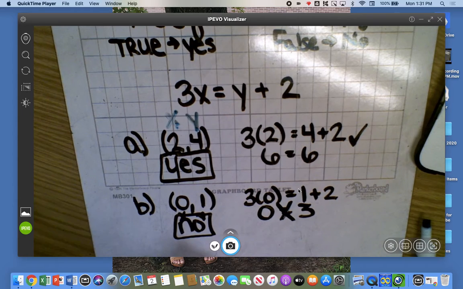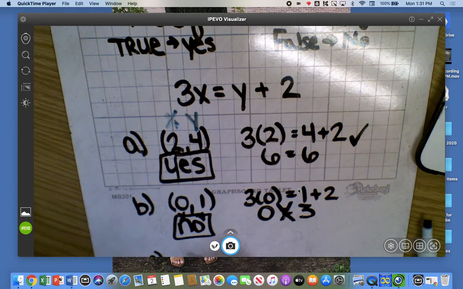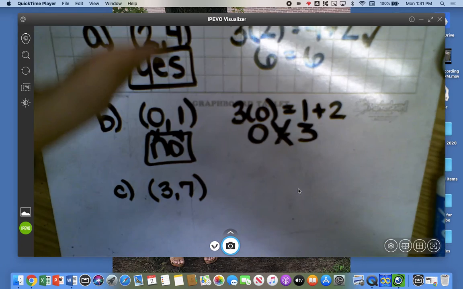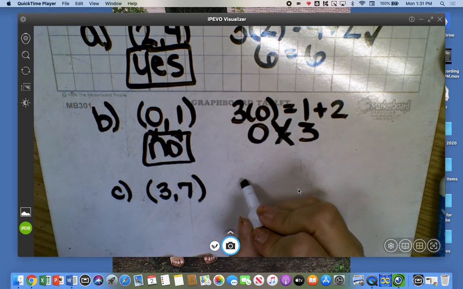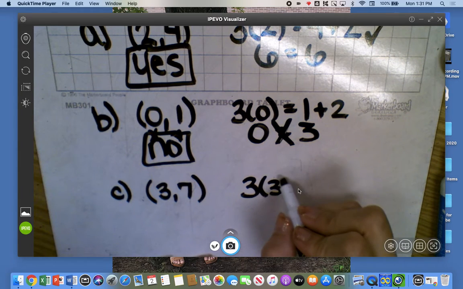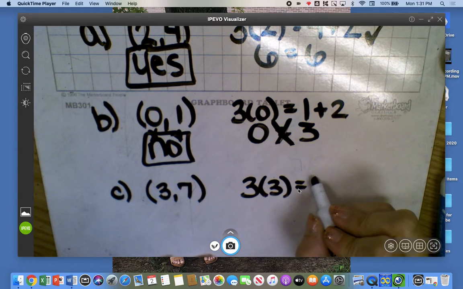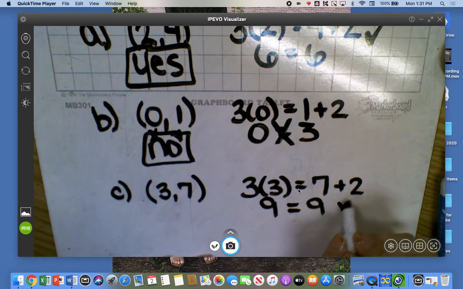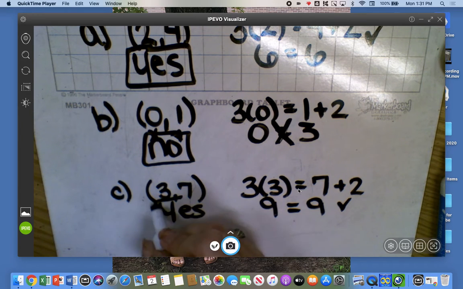Now, more than one ordered pair can work. So this (3, 7), does that work for this equation? So we are doing 3 times x, so 3 times 3. I want to know, is that equal to y, which is 7 plus 2. 3 times 3 is 9. 7 plus 2 is 9. That one works. So we would say, yes, this is.